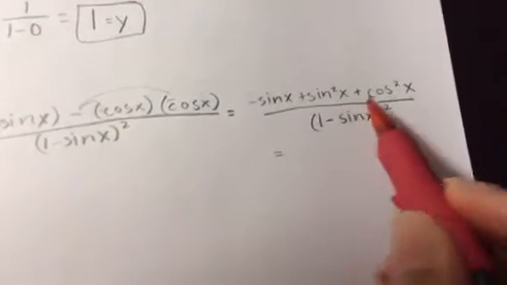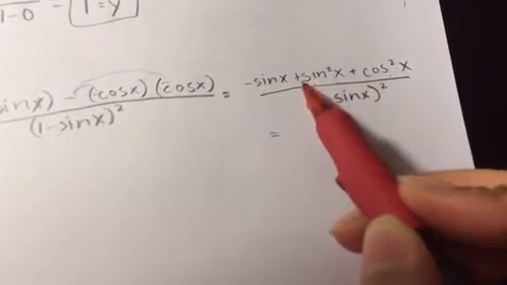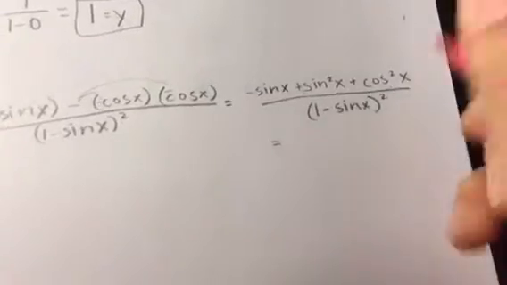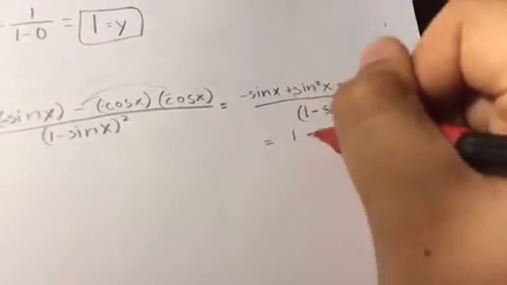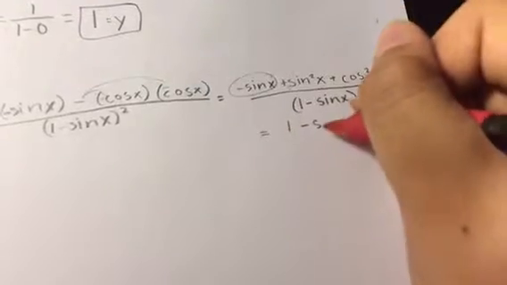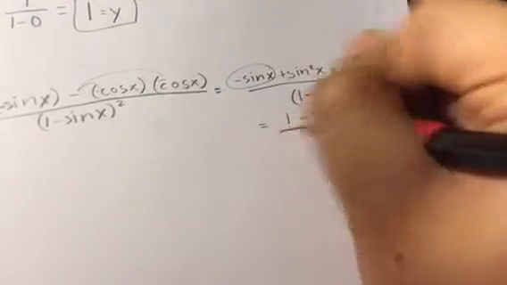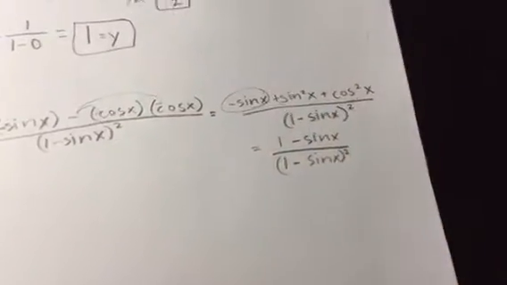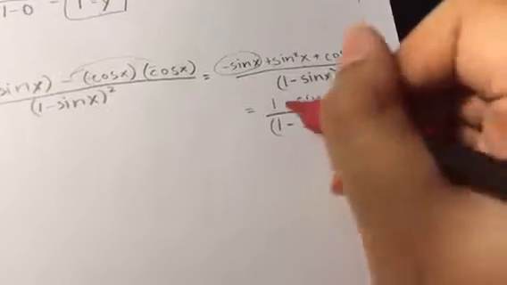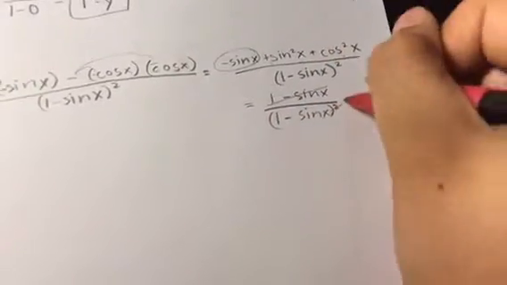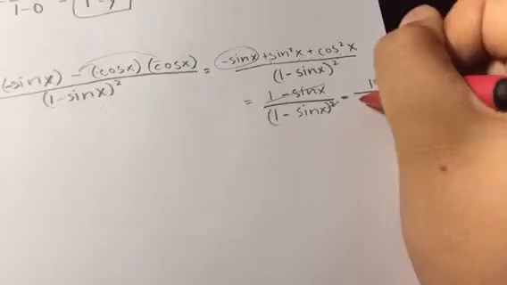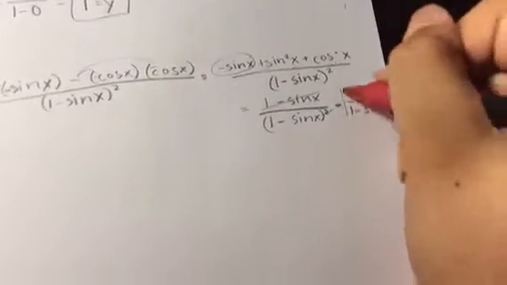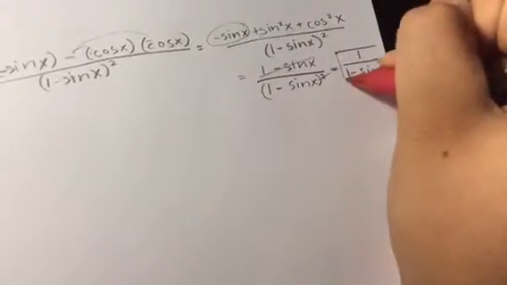And then from here, when you look at this you have an identity, because sine squared x plus cos squared x equals 1. So we can just put this down to 1. We'll still have this left over, so 1 minus sine x over 1 minus sine x squared, the regular denominator. And then these are the same thing, so you can just cancel these out. And then we'll have 1 over 1 minus sine x. And this is the first derivative.